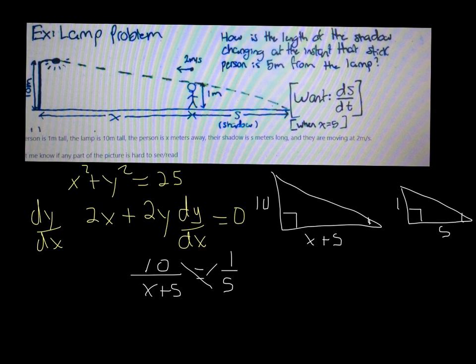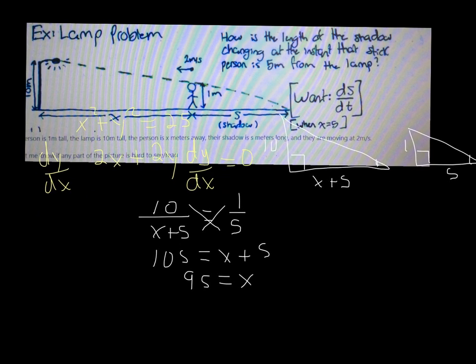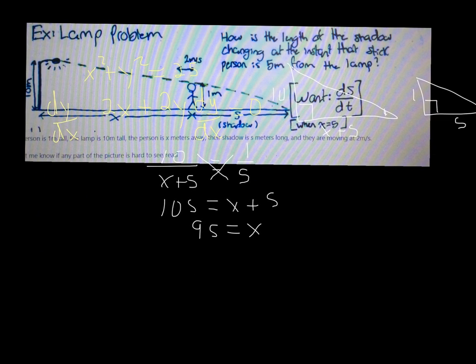And if we just cross multiply, that's probably the easiest way to simplify this. We have 10s equals x plus s. And if we solve the equation for s, we would have 9s equals x. And so that's the equation that relates s and x. And if we want to solve for ds/dt, which is what it's asking for here, let me just move that up a bit so that we can continue on below.